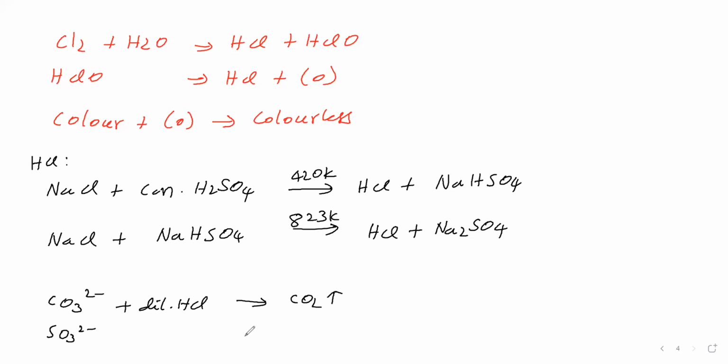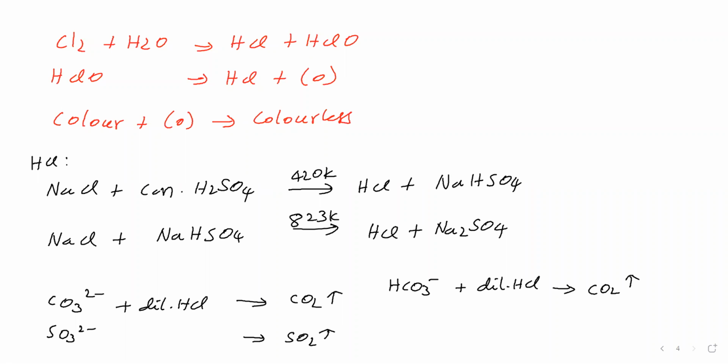Sulfite with dilute HCl gives sulfur dioxide gas. Carbonate with dilute HCl gives carbon dioxide gas. Then bicarbonate with dilute HCl gives carbon dioxide gas. So carbonate and bicarbonate give carbon dioxide with dilute HCl, even with concentrated HCl or dilute sulfuric acid we can say. Sulfite with dilute HCl gives sulfur dioxide gas.